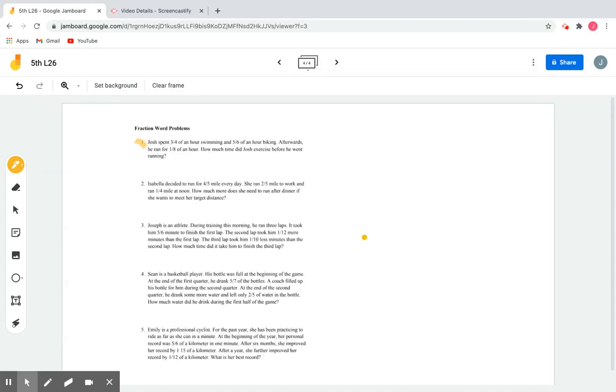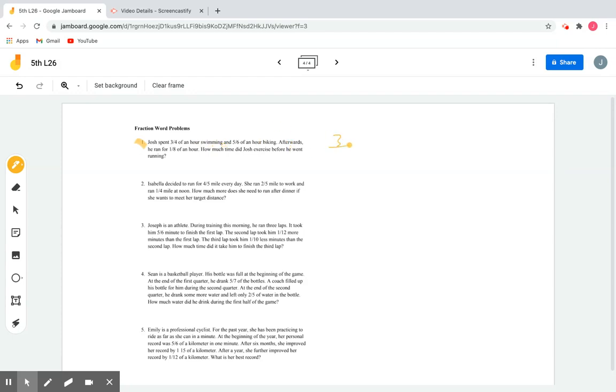So the last one is fraction word problems, and we're going to do number 1. So Josh spent 3/4 of an hour swimming and 5/6 of an hour biking. Afterwards, he ran for 1/8 of an hour. How much time did Josh exercise before he went running? So we have to solve for the time he exercised before he went running. So we're going to add the hours he spent for swimming and then biking.